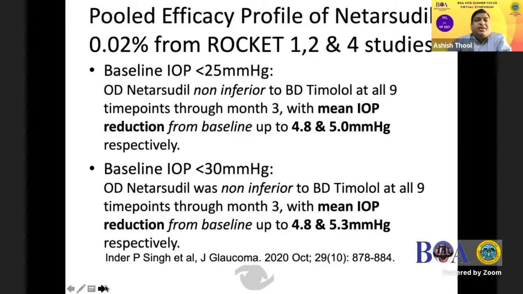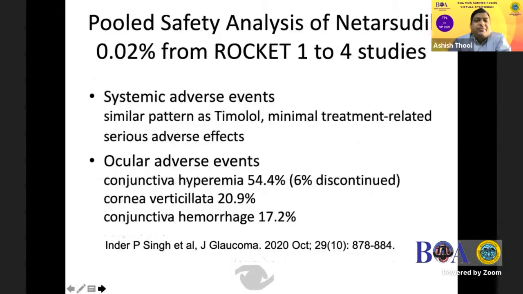And the pooled efficacy data tells us that whether at baseline IOP of less than 25 or less than 30 millimeters of mercury, once daily netarsudil was found to be non-inferior to twice daily timolol at all 9 time points throughout the 3-month period, and the IOP reduction from baseline was in the range of around 4.8 to 5 millimeters of mercury respectively.